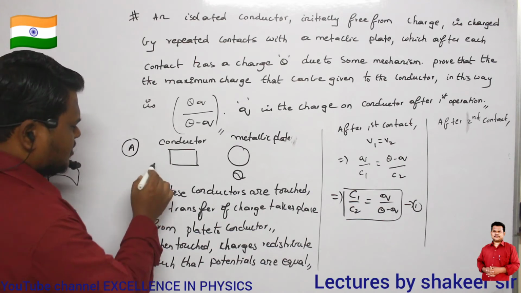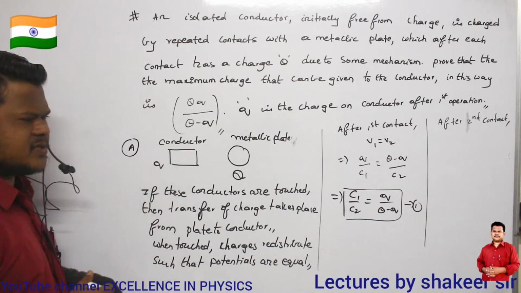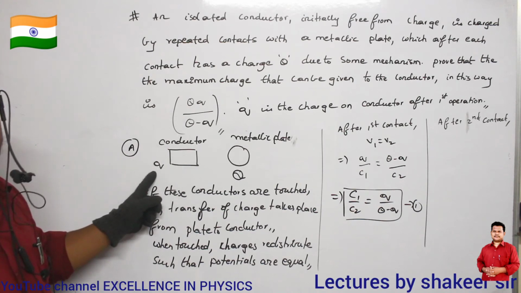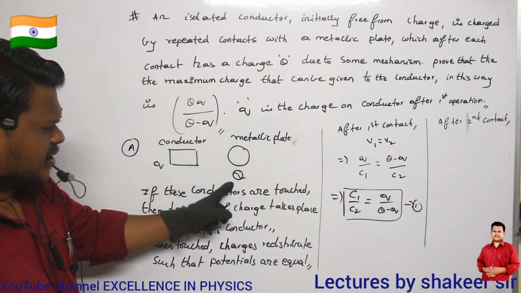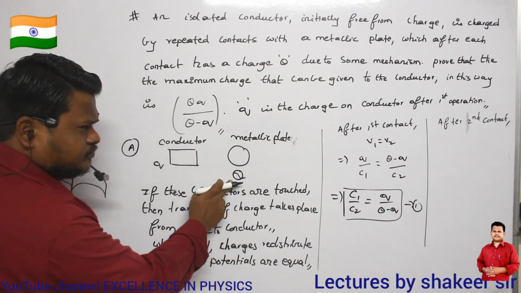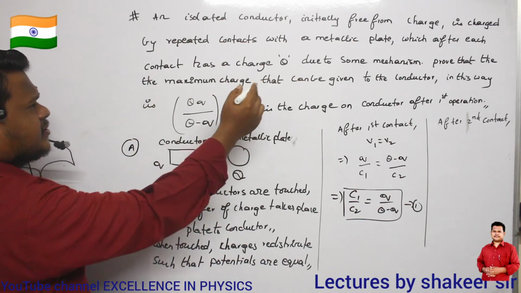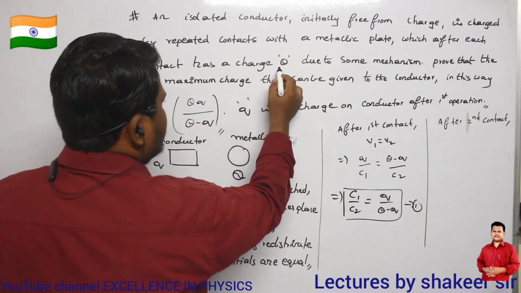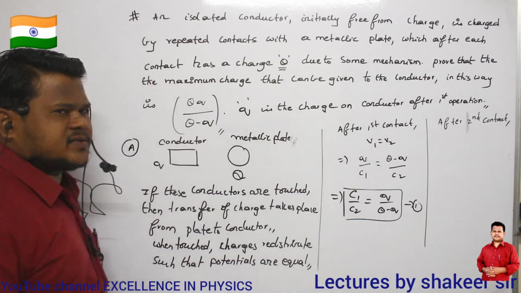Now on this conductor, already a Q amount of charge is present. And it is saying that the metallic plate, after losing some charge, is again given the same charge of Q. So after each contact it has again a charge of Q due to some mechanism. That is what he is saying.